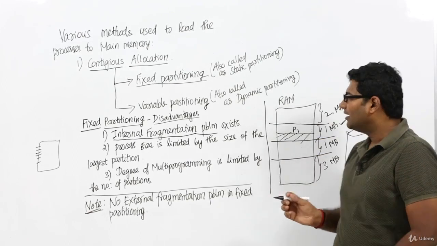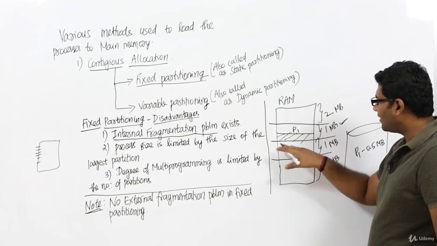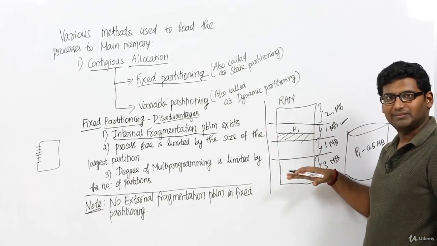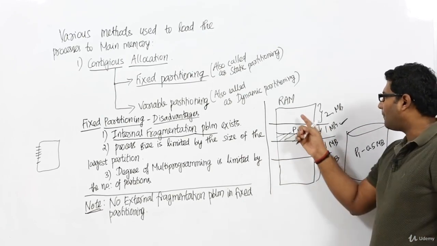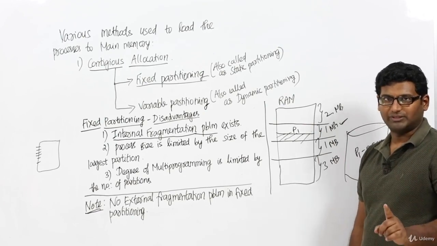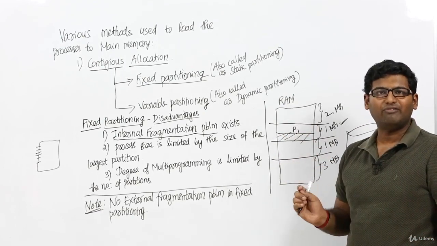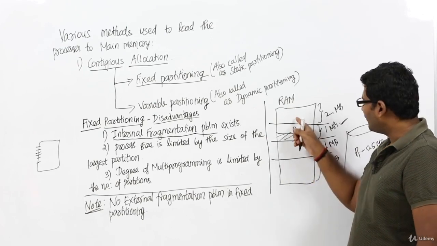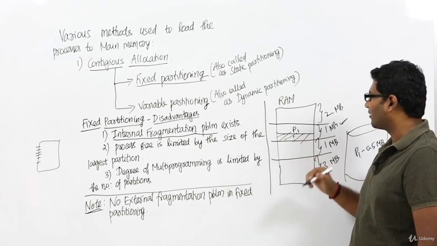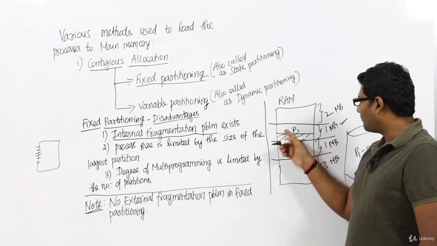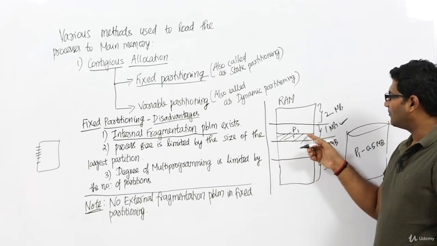Why can I not do that? See, the rule of fixed partitioning is, once the RAM has been divided into fixed partitions, once partitioning is done, every partition can hold only one process, irrespective of the size of the process. So we cannot place more than one. For example, here we cannot place one more process, say P2, because P1 is already residing in this partition, and so no other process can be placed over here.